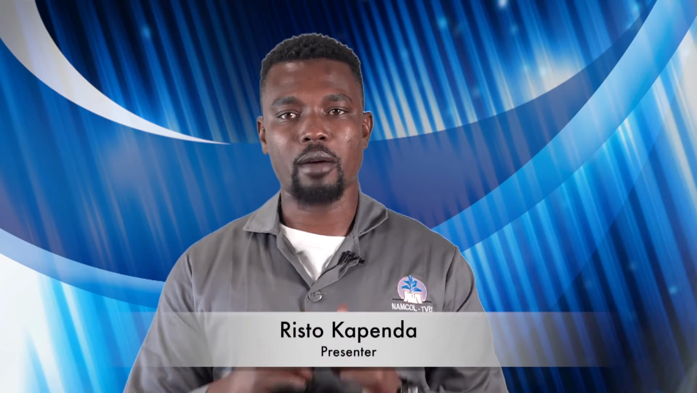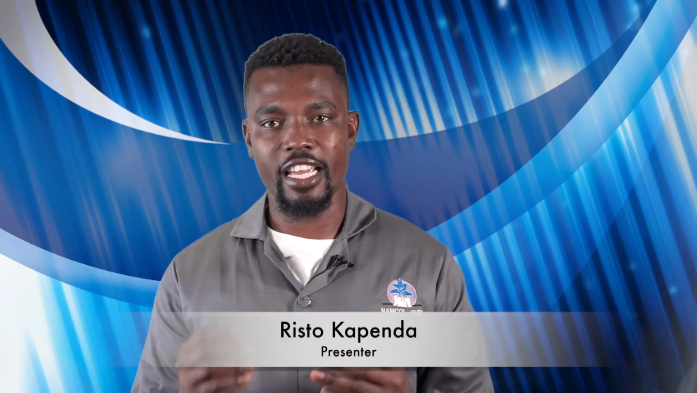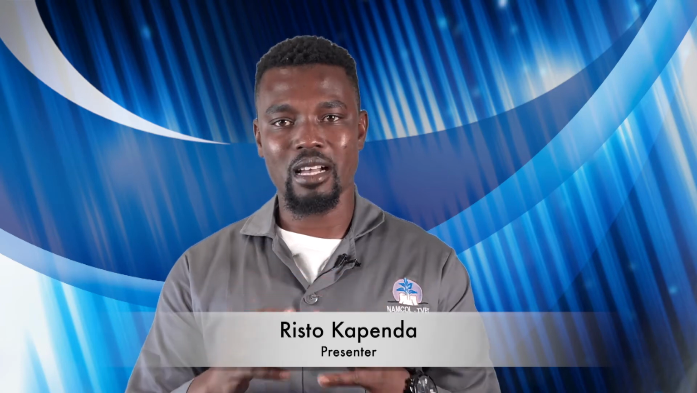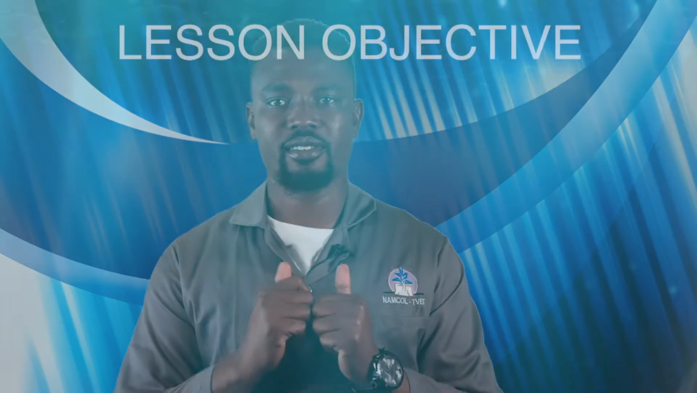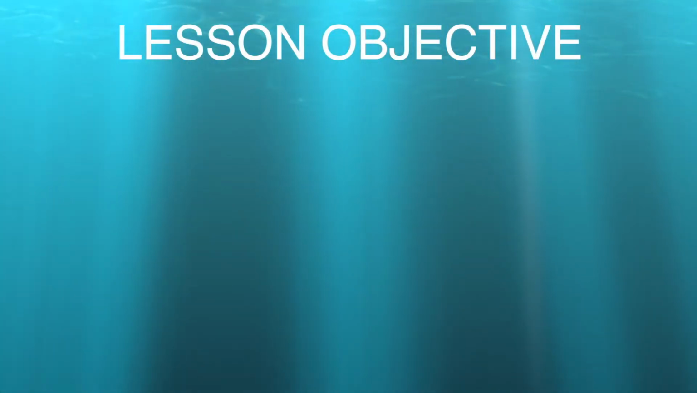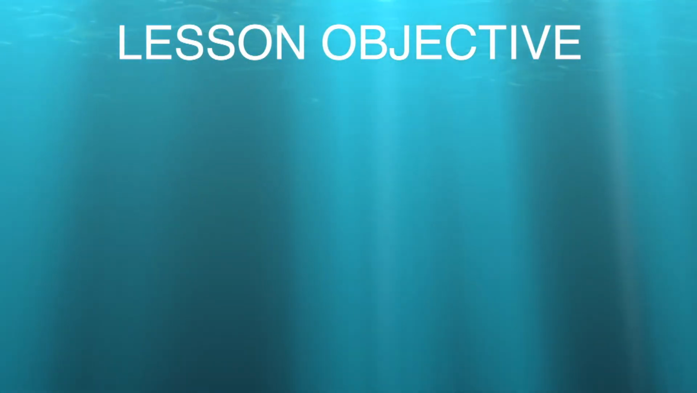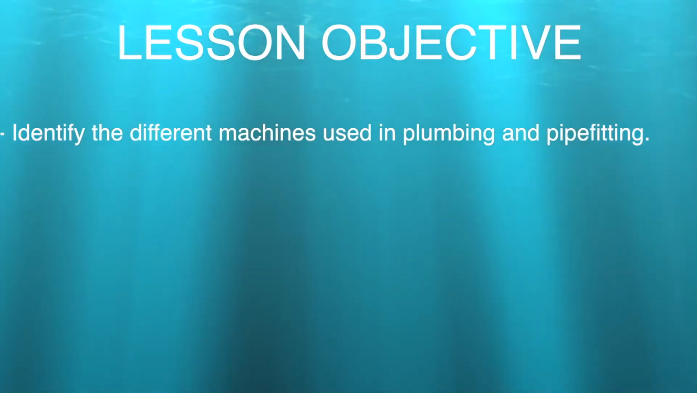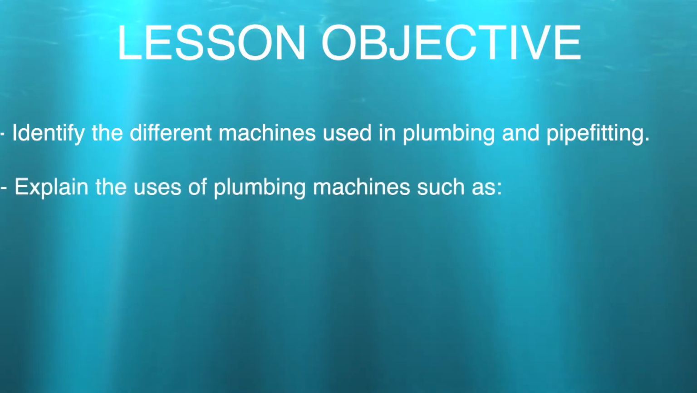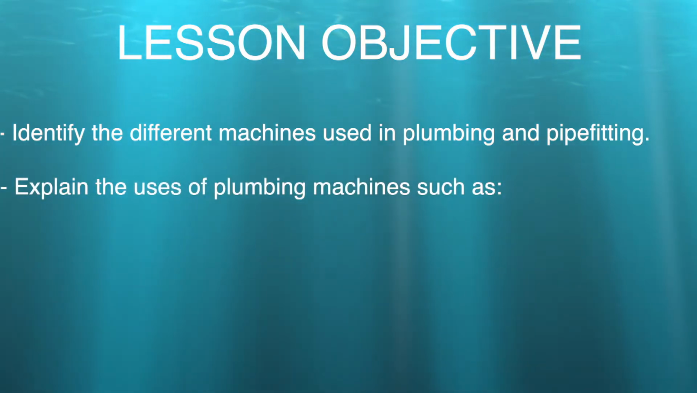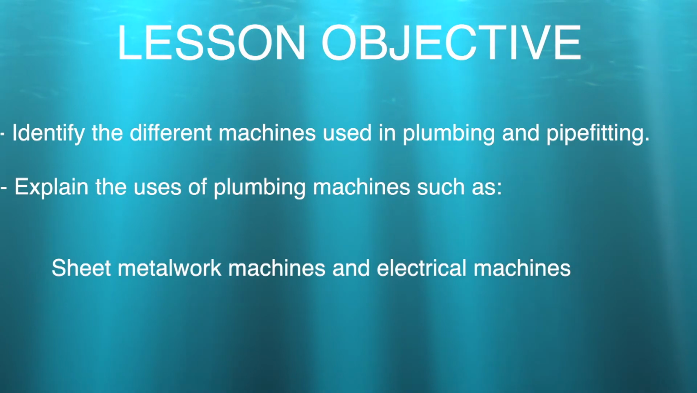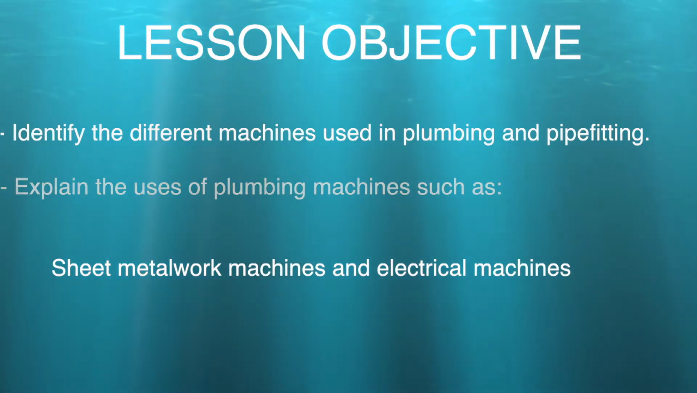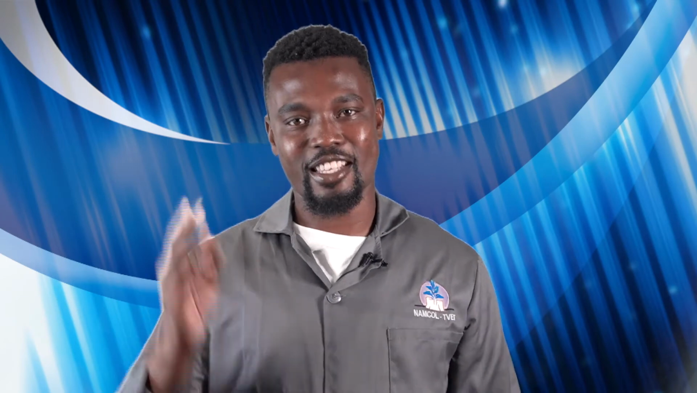Today we are going to talk about Technical Study C for Grade 8. Today's lesson is about the machines. Here are our lesson objectives. At the end of today's program, you should be able to identify the different machines used in plumbing and pipe fitting. Explain the uses of plumbing machines such as sheet metal machines and electrical machines. Now that you have seen the lesson objectives, let's get into our lesson.